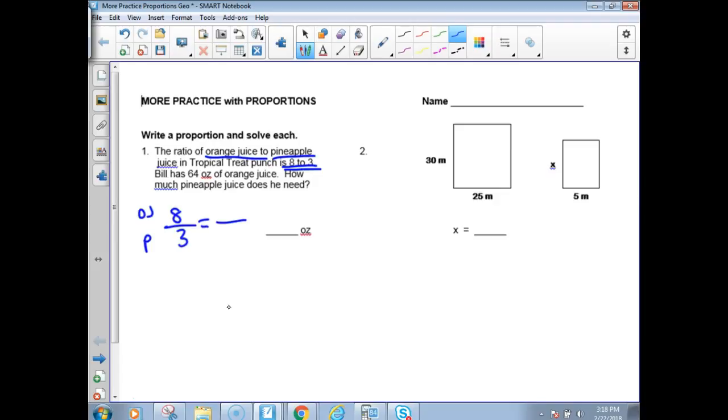Where am I going to put that? Yeah, because I put OJ up on top here. I want OJ up on top there. And I'm going to find out how much pineapple juice he needs to make his mixture. So, cross products, 8x equals 3 times 64, 192. And when you divide by 8, you should be getting 24.